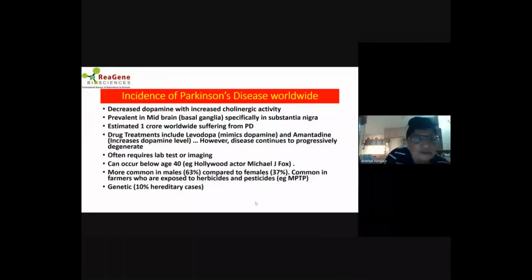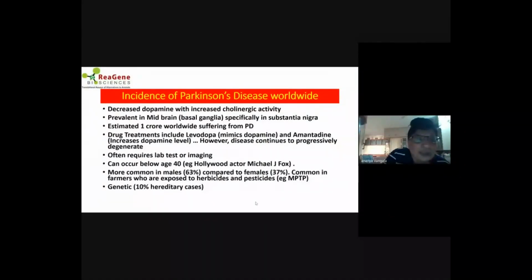It is characterized by decreased dopamine with increased cholinergic activity. Unlike Alzheimer's disease, this is very prevalent in the midbrain, which is the basal ganglia, and specifically in the substantia nigra. At least 1 crore people in the world are suffering from Parkinson's disease. Levodopa, which mimics dopamine, is somewhat effective in treating it, and the other one, amantadine, which increases the dopamine levels in the brain, is used as a standard therapy.